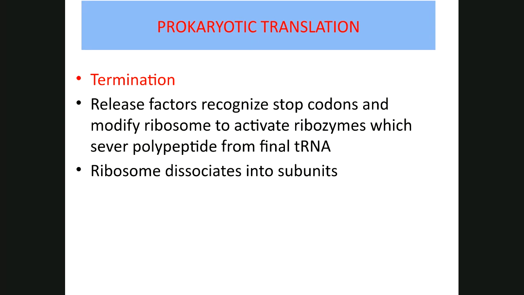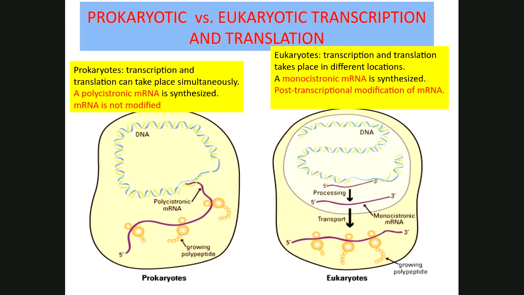Termination means the end of translation, and that just happens when the stop codon is reached, and then the ribosomes fall apart, and the tRNA also leaves the messenger RNA. And you should know where transcription happens in prokaryotes versus eukaryotes. It happens in the cytoplasm in the case of prokaryotes. In eukaryotes, it happens in the cytoplasm and in the mitochondria.